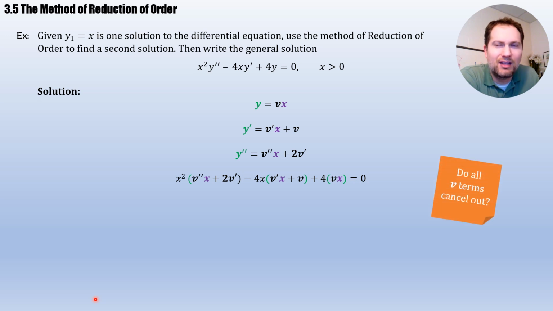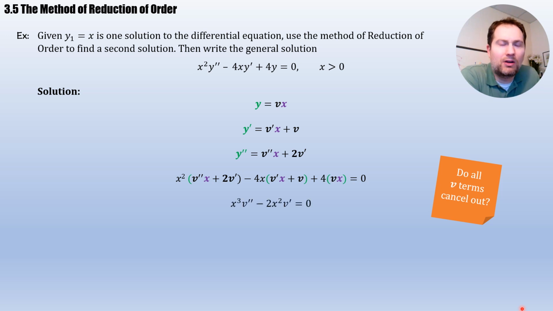Do you notice that all the terms that just have a v cancel out? I'm not looking at the terms that have a v prime or a v double prime involved. But take a look at this. Don't you see that there's a negative 4x here times v? And over here, a 4 times vx. Those are going to cancel out. And there's nothing special about this. In every problem where we're doing this method, that should happen.